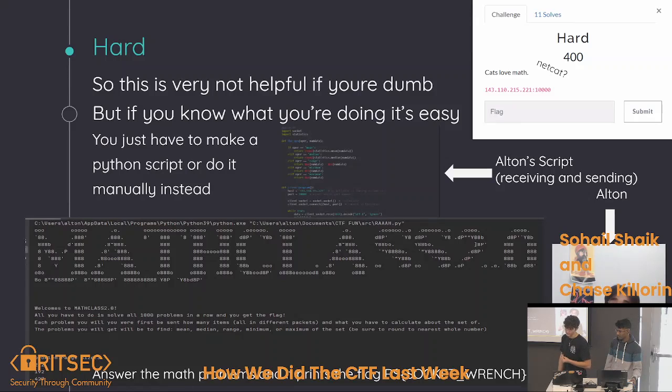But the proper way to do it was to make a Python script. Thanks to Alton, everyone say hi to Alton. He actually made a script using Python sockets, which received the information from the IP, parses the strings into the questions, calculates them, sends the answers back, and receives the next one. Even though he isn't proud of his script, it definitely works, and that's the proper way to do it. It gives you the RS socket wrench for the answer. And that was the last one.